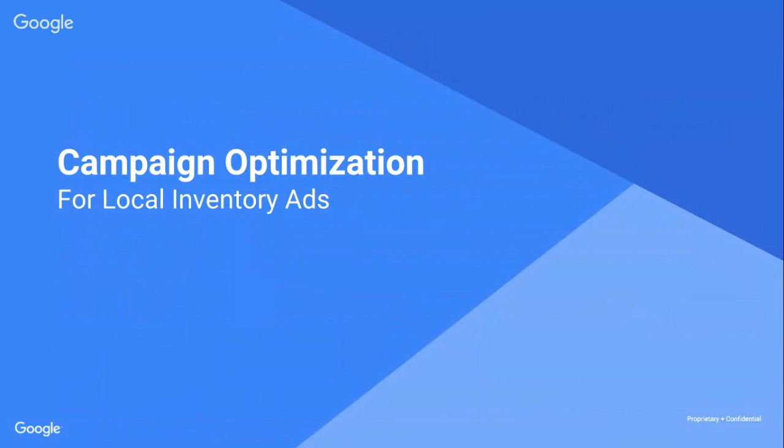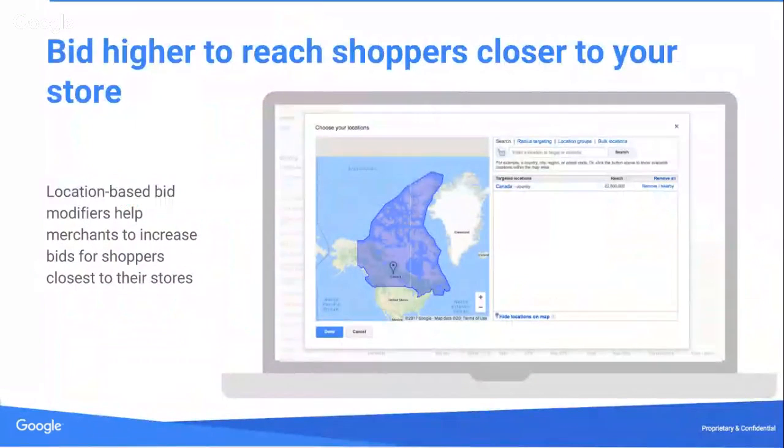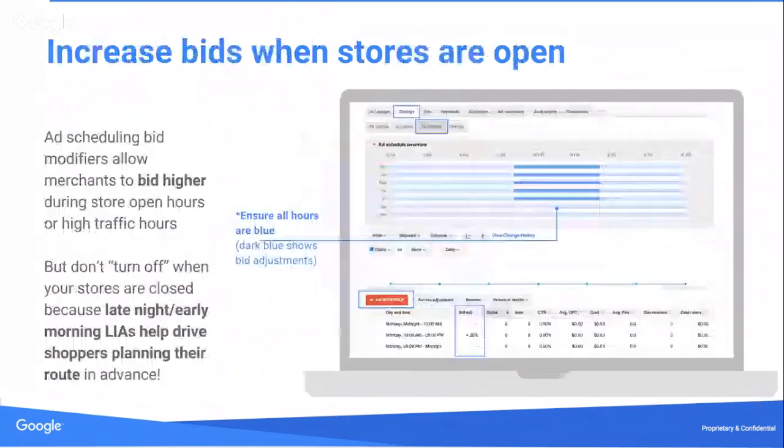Instead, I'm going to cover campaign optimization for local inventory ads. So there's a couple tips that we've already alluded to that are best for local inventory ads. First off, we'd recommend really bidding higher to reach shoppers closer to your stores. So we call this location-based bidding or bid by distance. And you can set this up in the settings tab of your campaign to help increase bids for shoppers closest to your stores. There's a lot of evidence to support the fact that people close to your stores are more likely to go to store to find what they need. And so this just makes sure you surface for those particular shoppers.